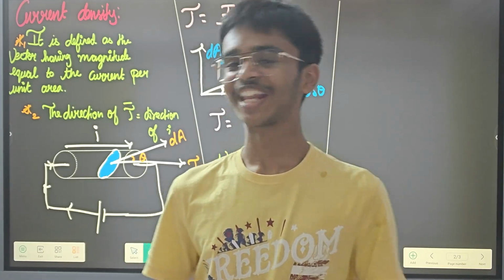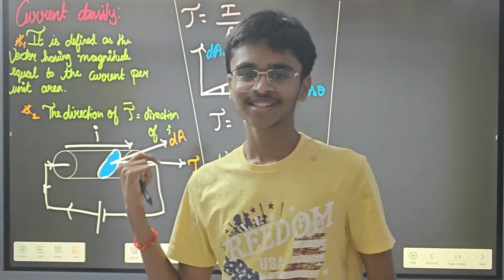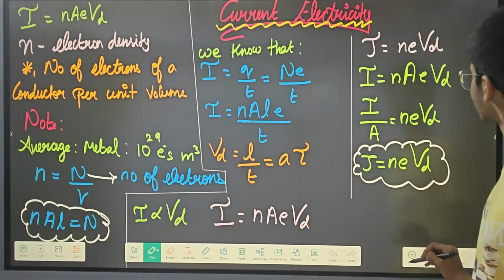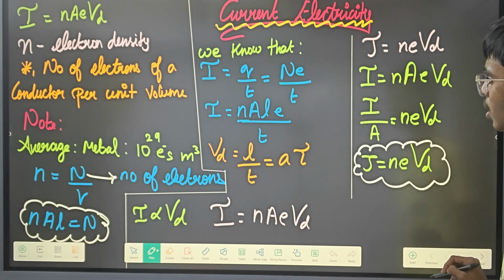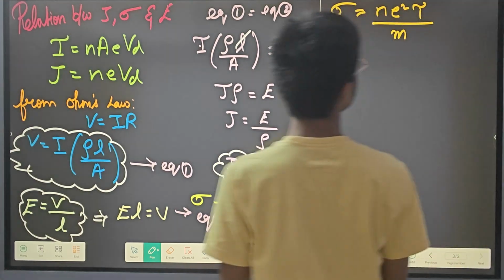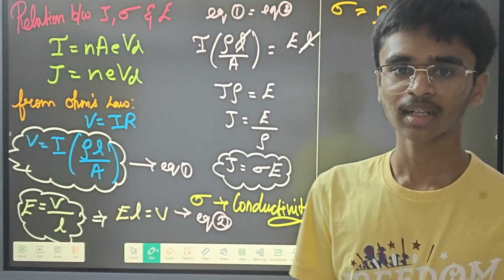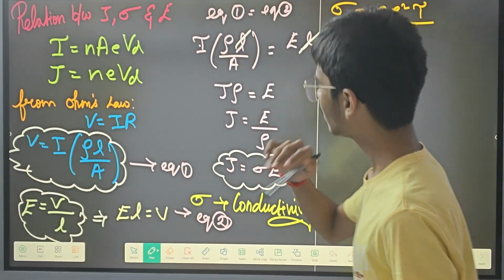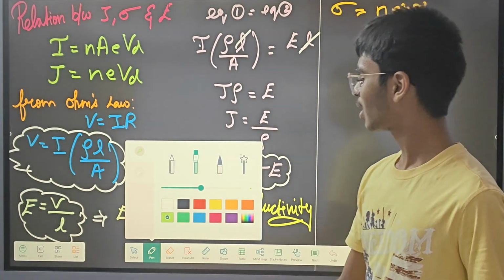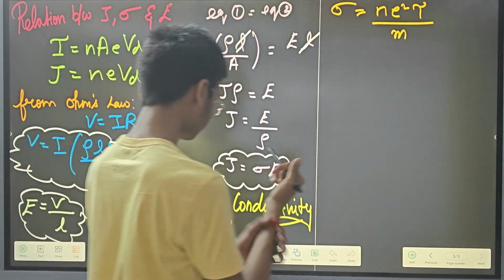Last video we discussed till current density, and also till that sigma. I said I would prove that sigma is equal to ne squared tau by m. So till this formula we have taken. Now in this video we'll be proving what sigma is and how this formula comes.